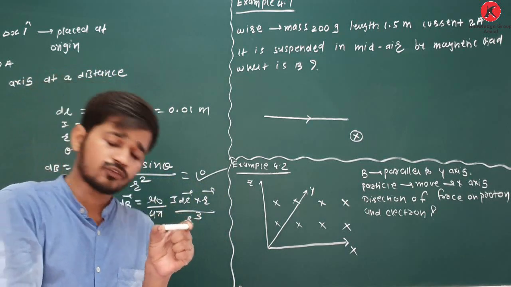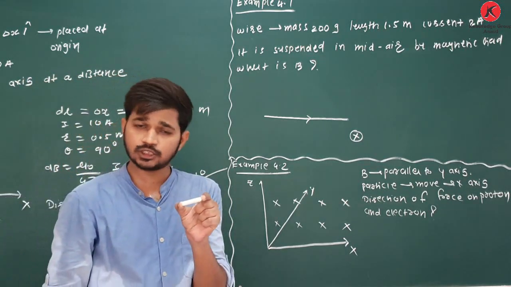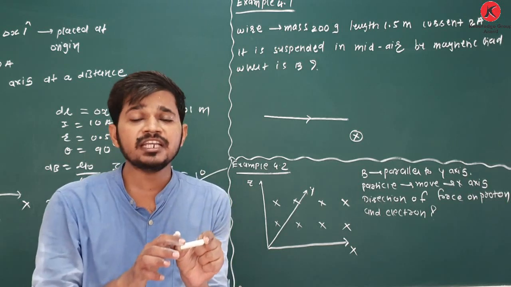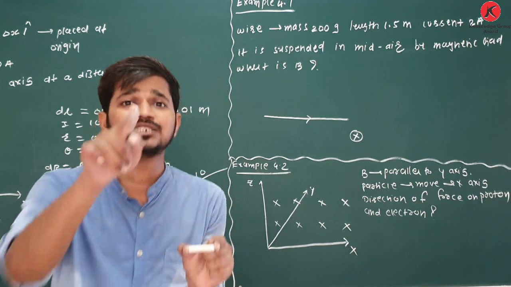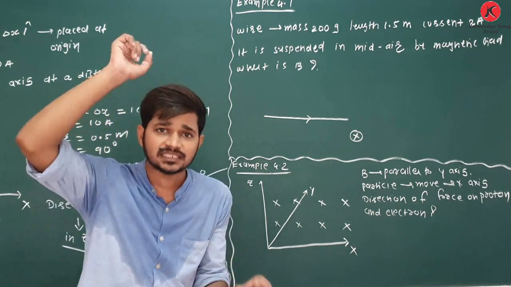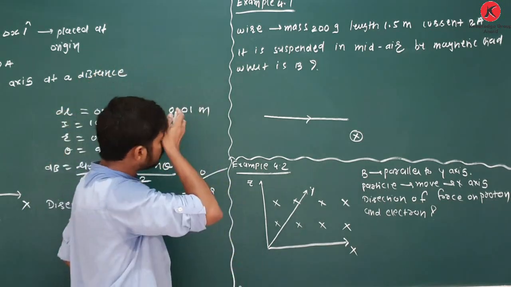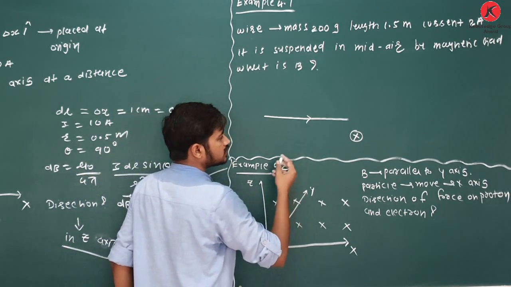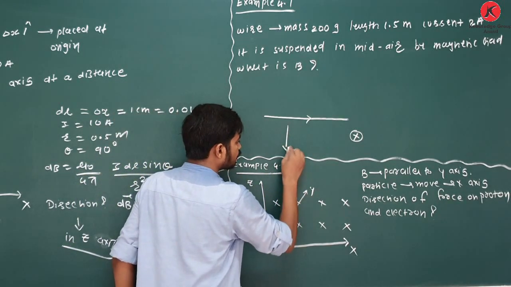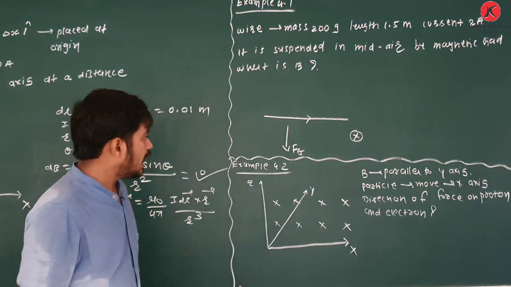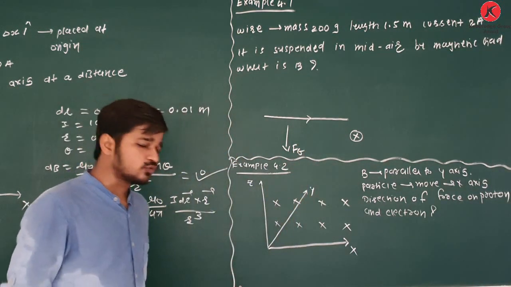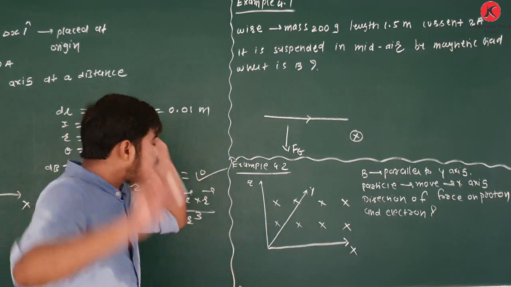That is weight, that is always in vertically downward direction. Yes or no? But it is suspended, it means there is another force which balances this weight. So yes, here same thing, on this wire, gravitational force Fg is acting in vertically downward direction.